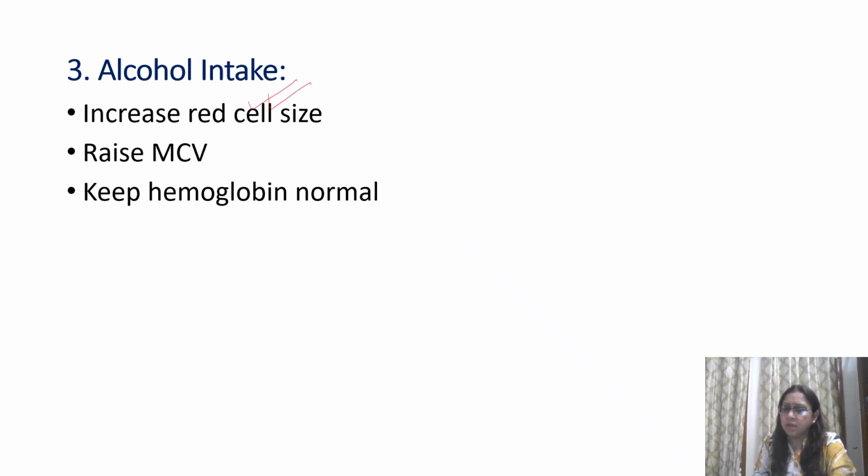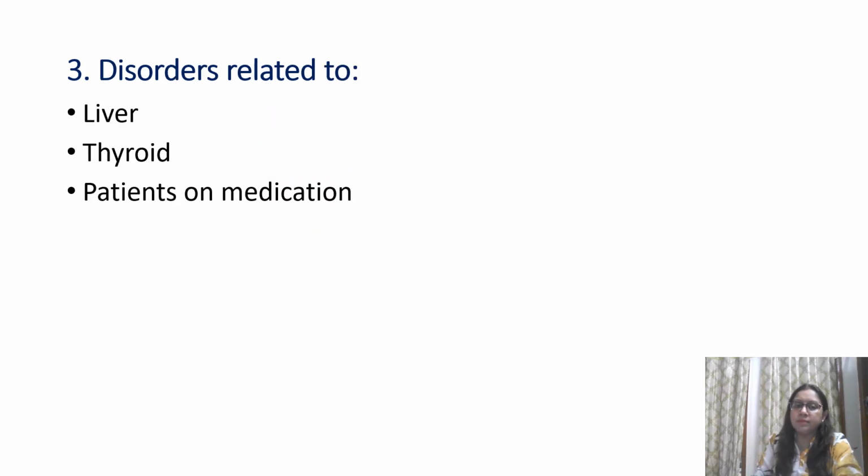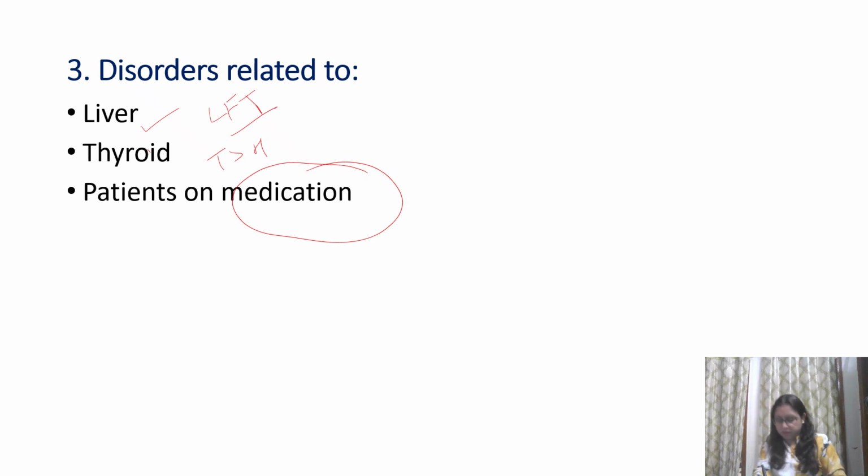Third is alcohol intake. It is a very common cause for macrocytosis. So with the increase in RBC size, you will have raised MCV and sometimes keep hemoglobin normal until it does not cross the limit. So moderate intake of alcohol can land up in macrocytosis. Then sometimes disorders related to the liver. That is why you should advise the patient to go for LFT to look for any enzyme deficiency or any kind of abnormality in the liver. Then you can advise the patient for TSH. Then you have to rule out whether the patient is on any medication, because some medication may affect the RBC synthesis also, leading to macrocytosis.